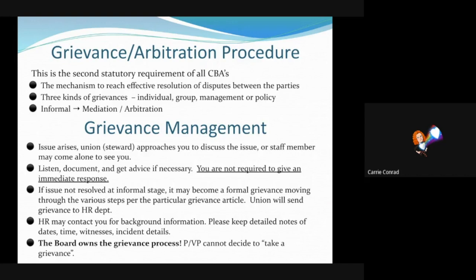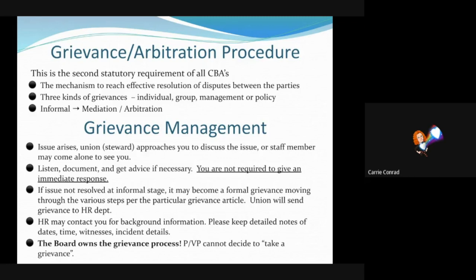And the particular steps within the grievance procedure will be identified in the relevant collective agreement. Every collective agreement will have a grievance article, and it will identify the steps and at what stage a grievance is initiated, depending on the significance of the grievance. Once a formal grievance is filed, the union will send that grievance to the Human Resource Department.